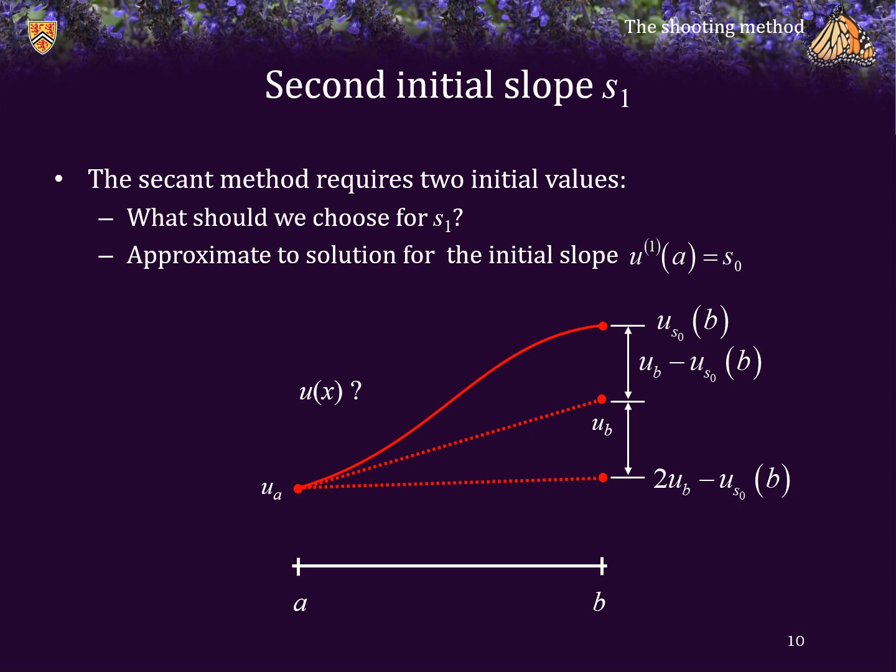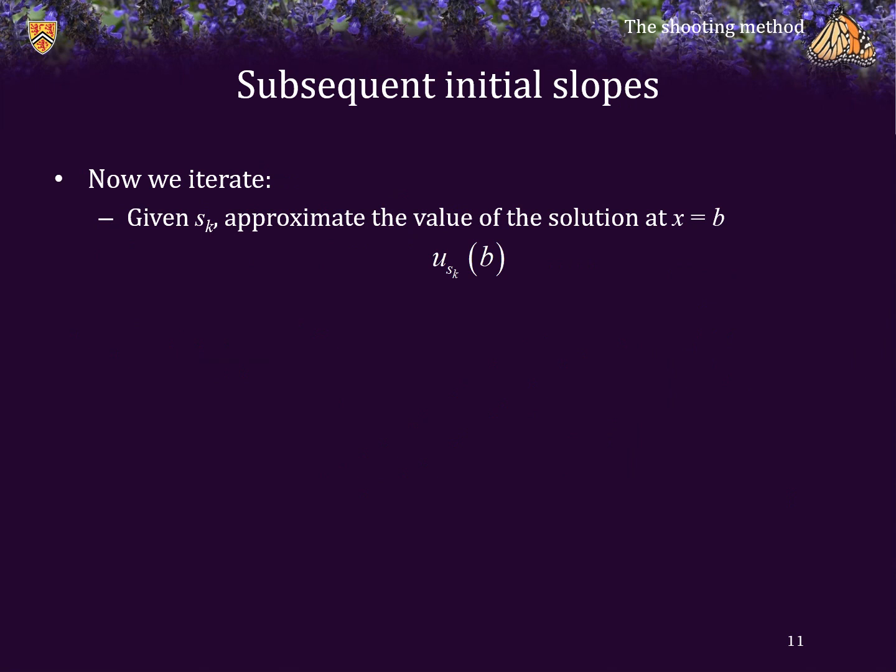Okay, so let's take that slope. So consequently, our second slope is going to be this expression here. So that is the slope between that second point there and the original point a with the value u sub a. All right, now we can iterate.